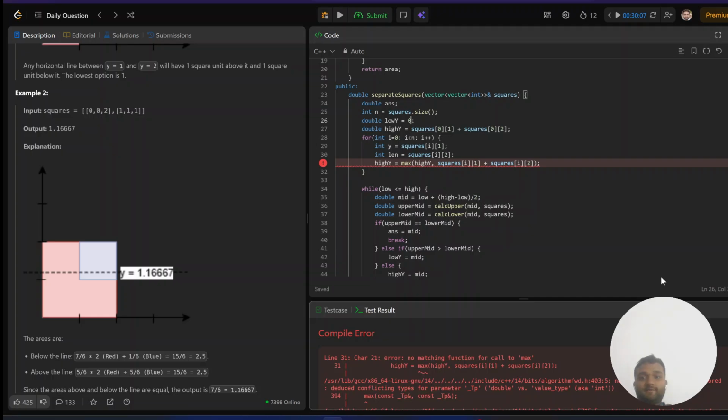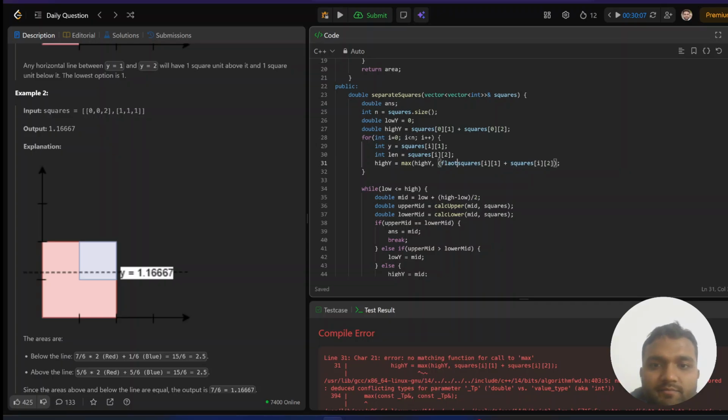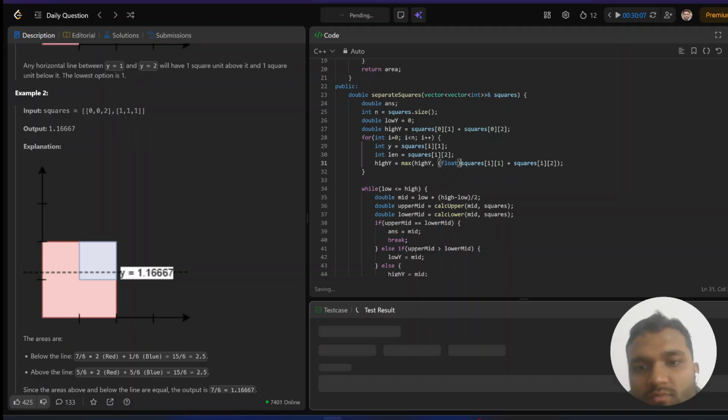Another error. This time what? No matching function called max. Okay, I can understand your problem. You need to be a float. Okay, go as a float. Not float, man, it's double. Okay, you do garbage.